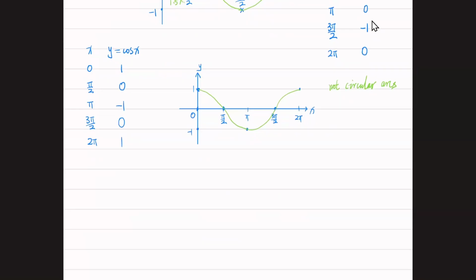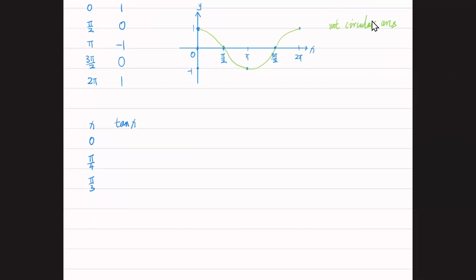Next one, tangent. I will start with 0, pi over 4, pi over 3, pi over 2. Okay, some are not easy. Let's start with the easy one.